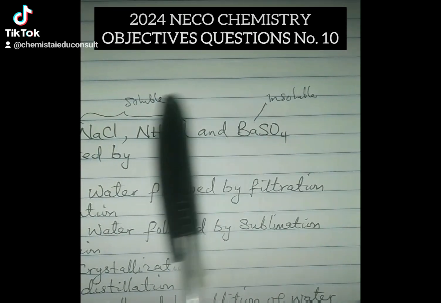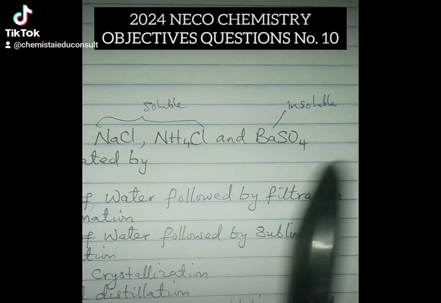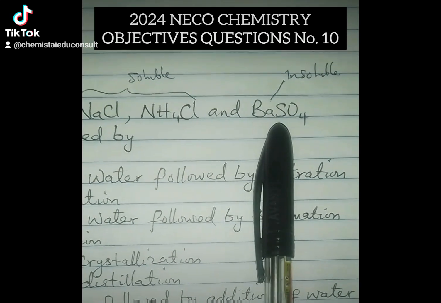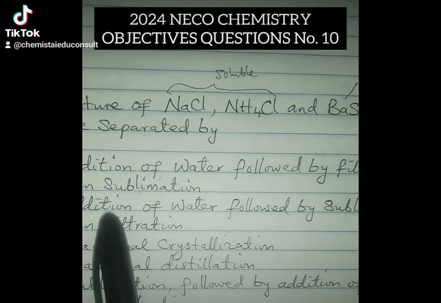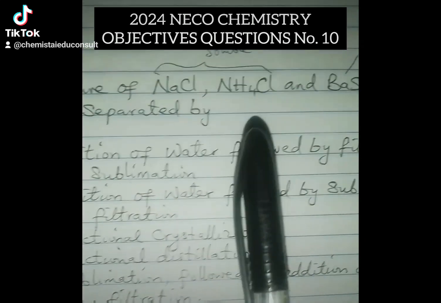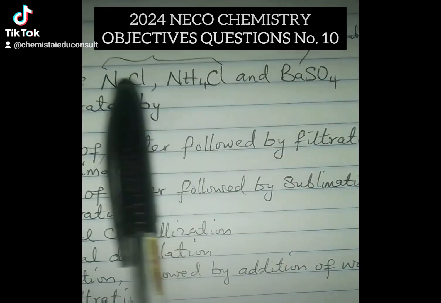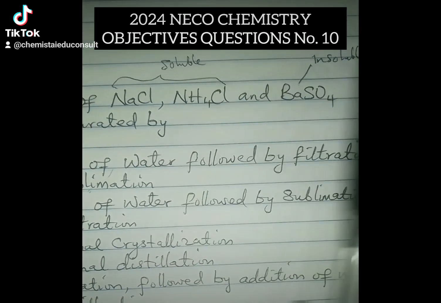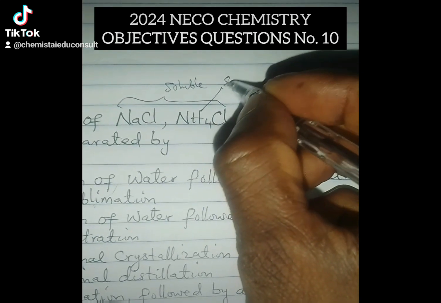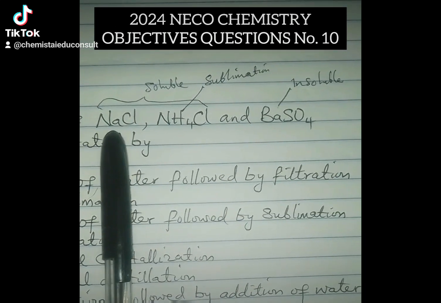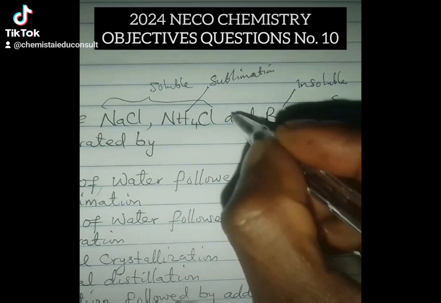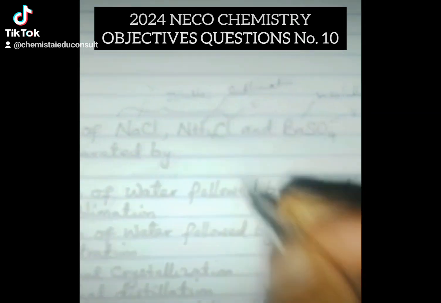Now, solubility characteristics noted. Let us now go into the individual characteristics. In the options, you can see sublimation. Is there any of these that can sublime? Ammonium chloride can sublime. So we mark that. Let's go to physical state. These three salts, all of them are solids.